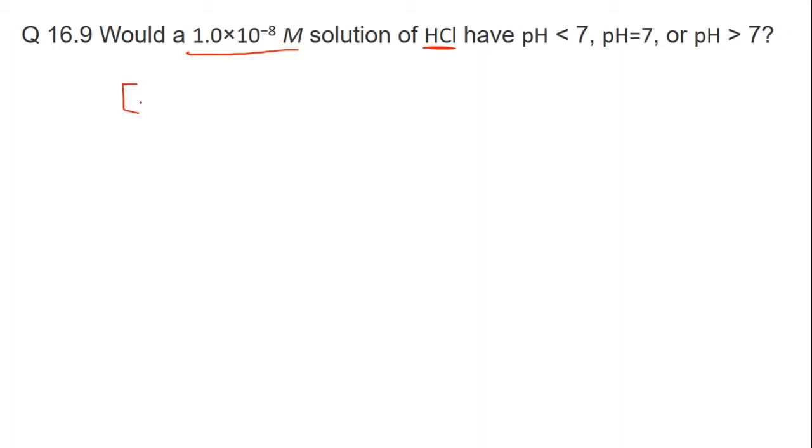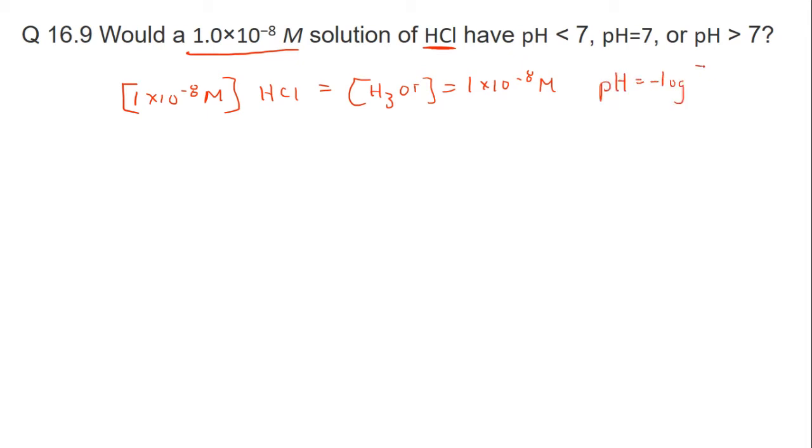So you're probably reading this and saying, oh, if I have a 1 times 10 to the minus 8 molar solution of HCl, that equals my concentration of hydronium. So I have 1 times 10 to the minus 8 molar hydronium, and because pH equals the negative log of hydronium, you're probably just taking the negative log of that concentration, finding that you have a pH that is greater than 7, and then getting the answer wrong.